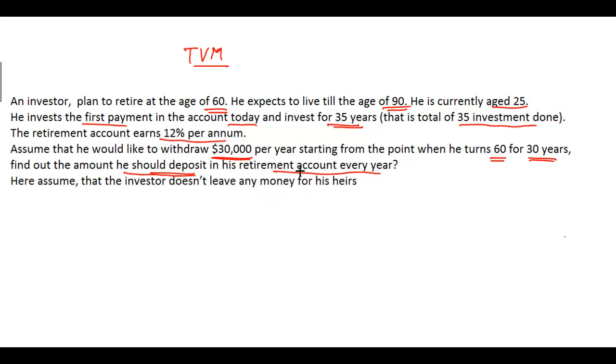In most of these problems, you have to assume that the investor does not leave any money for his children. Here it is given, so assume that the investor does not leave money for their heirs, but you have to assume this if it is not given. So how do you solve this type of problem?